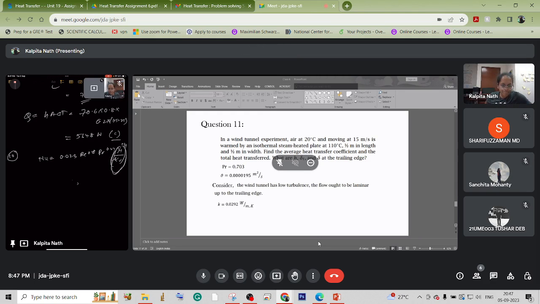Have you solved it? Yes, ma'am. What was the score? Ma'am, h came out to be 21.394. How much? 21.394. No, no, no. 21.4 is overall, but you have to find the local one also, no? At the trailing edge. So the local one will be half of that, because overall we can find out from all the values that are given. So that will give us the overall heat transfer coefficient, and the local heat transfer coefficient also we have to find out, right? Yes, ma'am.